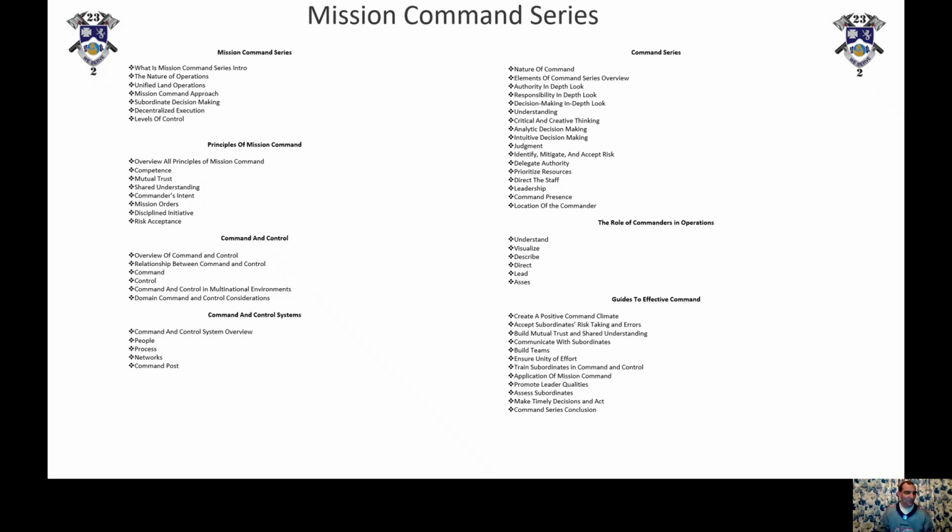And then we're going to talk about command and control, talk about the overview of command and control, relationships between command and control, talk about command. We're going to talk about control. We're talking about command and control in multinational environments, how that plays a factor, domain command and control considerations, things that we should consider. Then we're going to hit on command and control systems. So we're going to talk about people, processes, networks, and command posts, all the different elements of command and control systems.